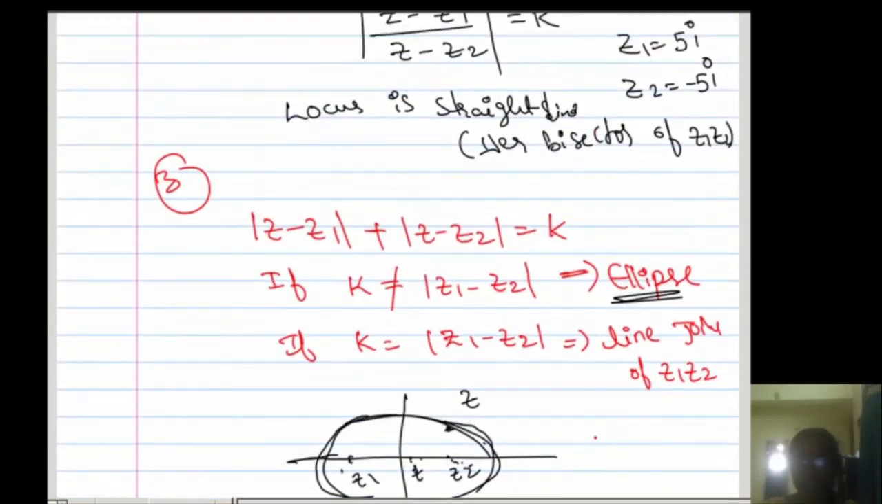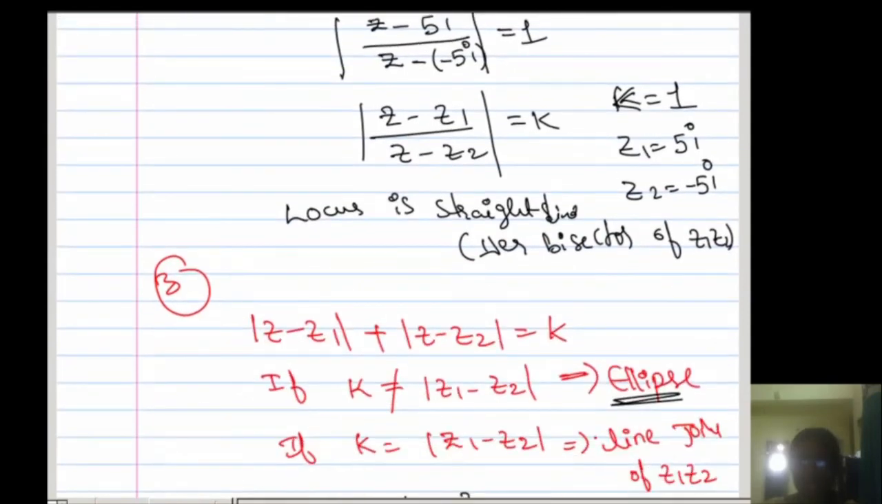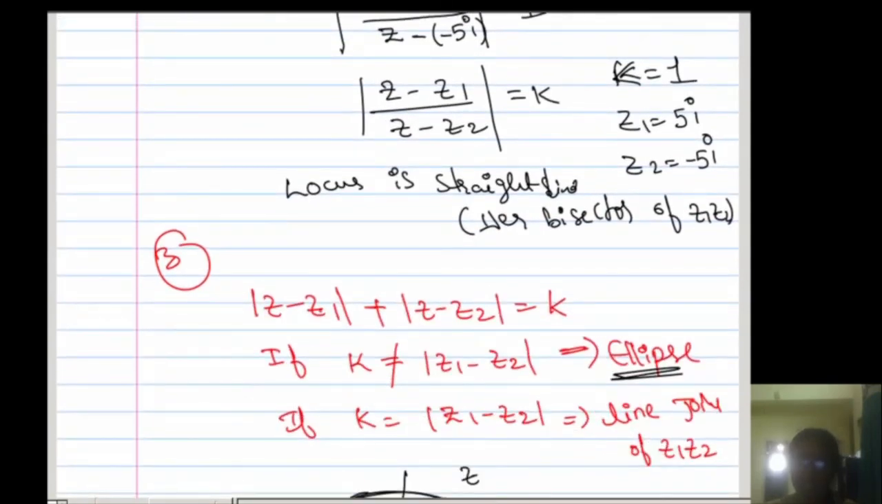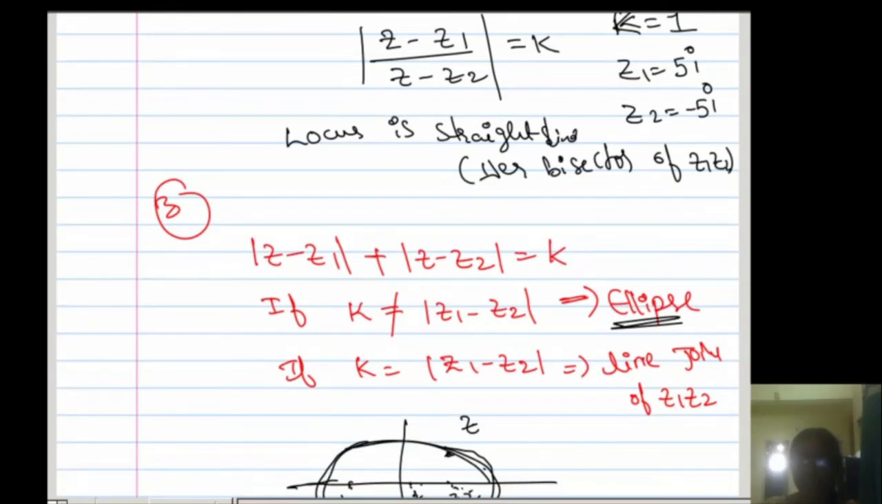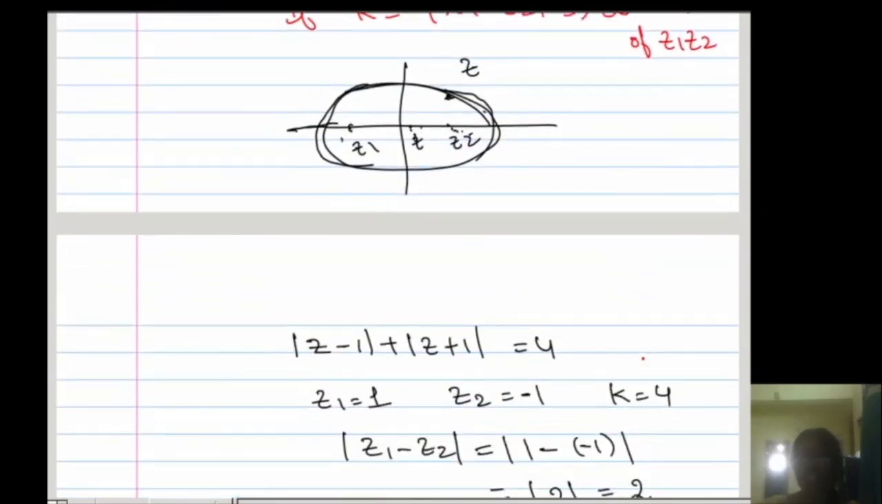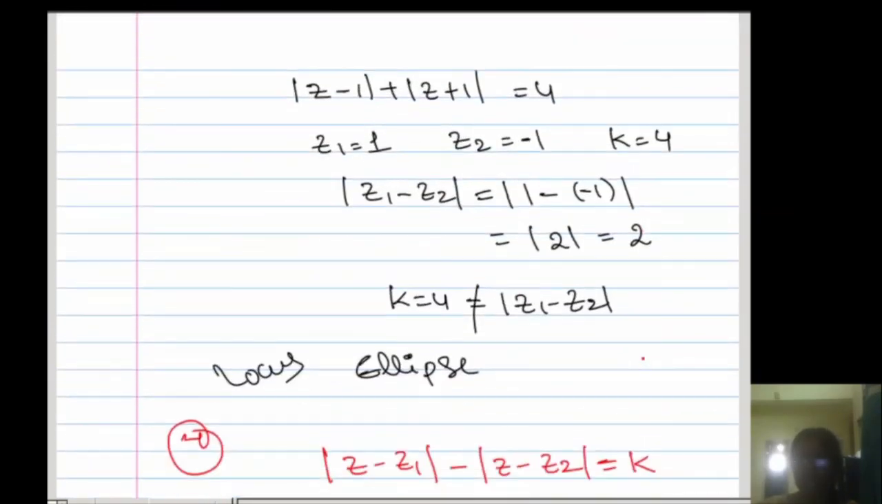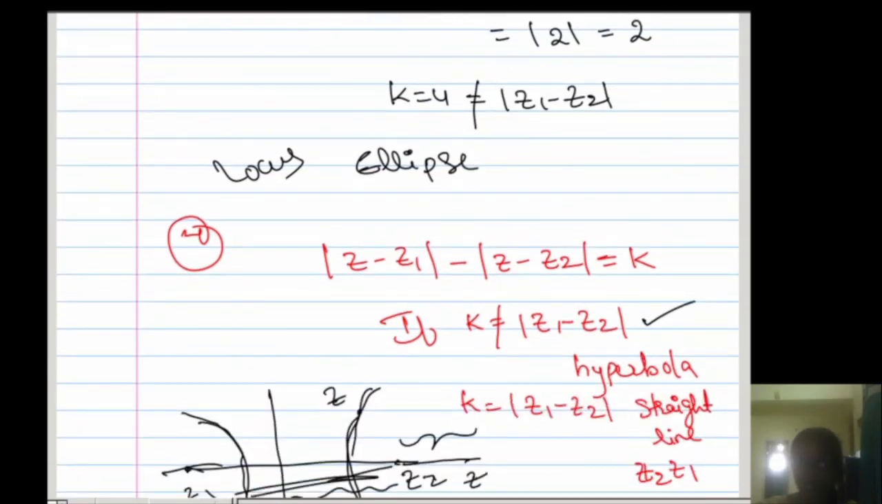We already discussed those problems by that concept. Next, ellipse. Suppose it is in the form mod z minus z1 plus mod z minus z2 equal to k. You can find the distance between z1 and z2. If k is not equal to mod z1 minus z2, directly I can observe that it represents an ellipse. If k is equal to mod z1 minus z2, it represents a straight line joining z1 and z2. So z lies on the straight line.